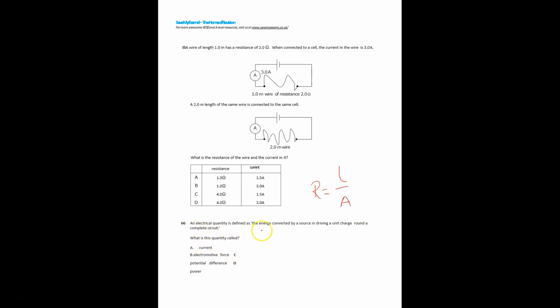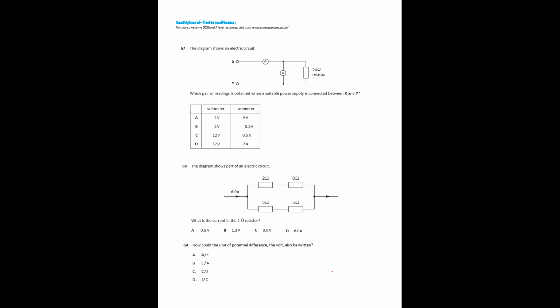Question 65, if you read it, you would know it is the same concept, resistance is length over area. What is this quantity called? It's a definition. The electrical quantity is defined as energy converted by a source driving unit charge around a complete circuit. Energy supplied to move a charge around a complete circuit is electromotive force. What is electromotive force? EMF. Okay.